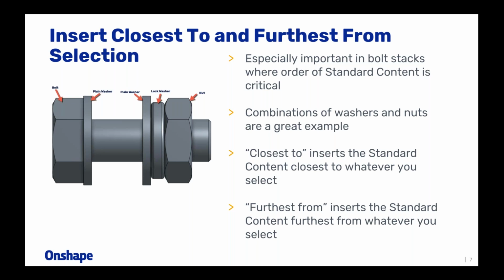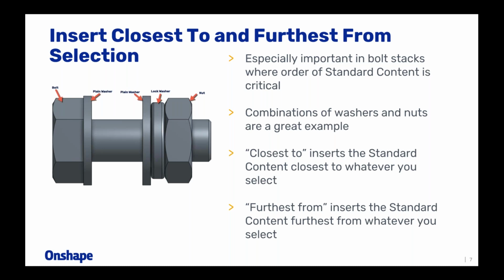But if I choose insert farthest from, it's going to insert that piece of standard content furthest out in the stack of standard content away from the face I select. So in the screenshot that I have there, you see plain washer, lock washer, nut, and those three in that order. If you use an imaginary face where that plain washer sits up against, the plain washer would be closest to, and then I would insert the lock washer furthest from the selection after that, and then I would insert the nut furthest from the selection after that.